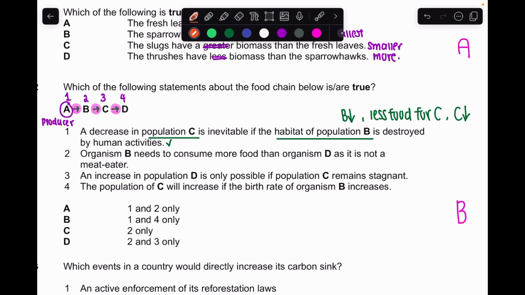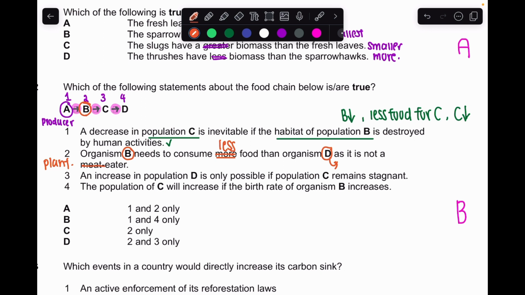Statement 2, organism B needs to consume more food than organism D and is not a meat eater. That's a bit strange. Organism B is in trophic level 2. It is eating A, which is the producer. So it's likely that B is probably a herbivore or a plant eater. Not only that, because B is only a trophic level 2, it will be able to receive more energy from each unit of food than organism D.